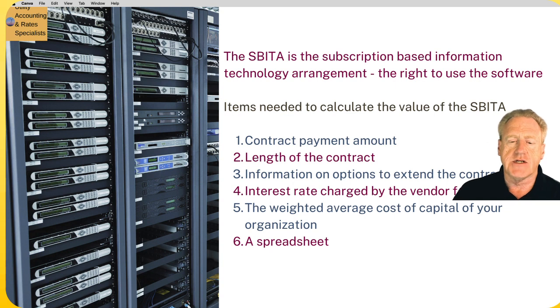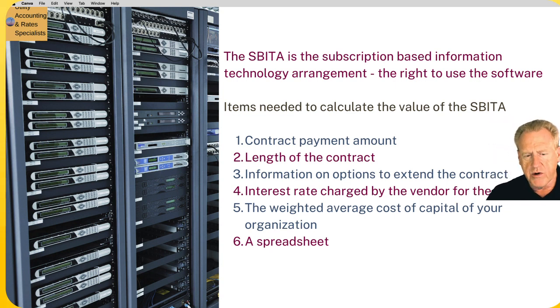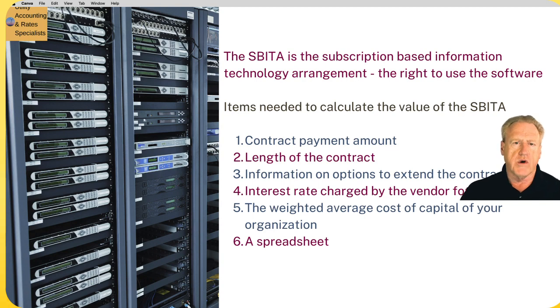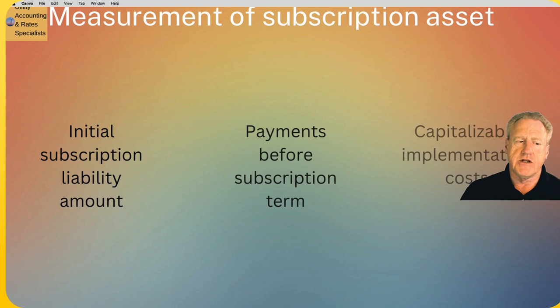So you need to know the length of the contract, the information on options to extend the contract, because that could change the value, the interest rate charged by the vendor for the SBTA, or if it's not stated, we're going to use the weighted cost of capital of your utility, and we're going to use that to calculate what the present value is of those future payments. And you need a spreadsheet too. It's a pretty simple spreadsheet exercise, but a spreadsheet will be handy.